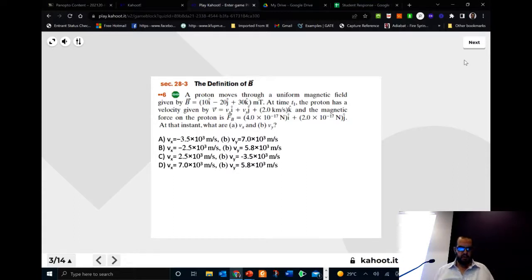A proton moves through a uniform magnetic field given by B = 10i minus 20j plus 30k millitesla, so 10^-3 Tesla, at time t1. The proton has a velocity v = vx i + vy j, they are not given, plus 2 kilometers per second, 2000 meters per second k. And the magnetic force on the proton is given, it's 4×10^-17 Newton i plus 2×10^-17 Newtons j. At that instant, what is the velocity vx and velocity vy?